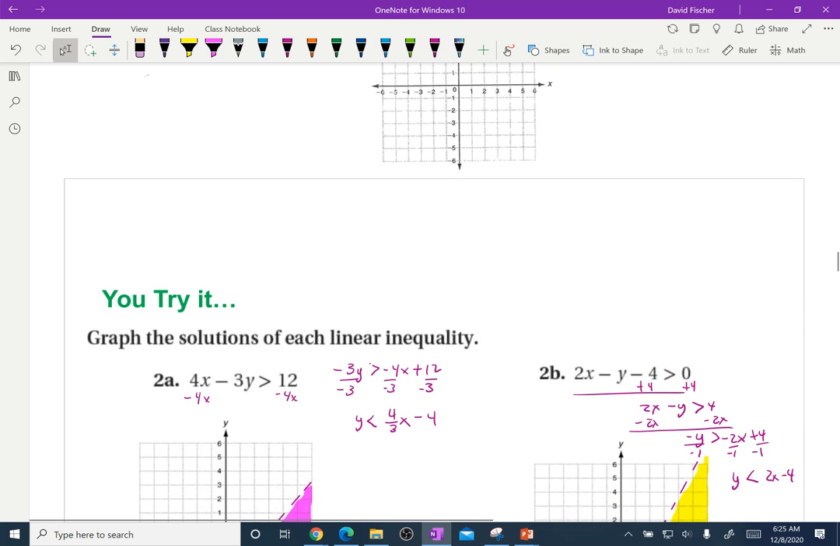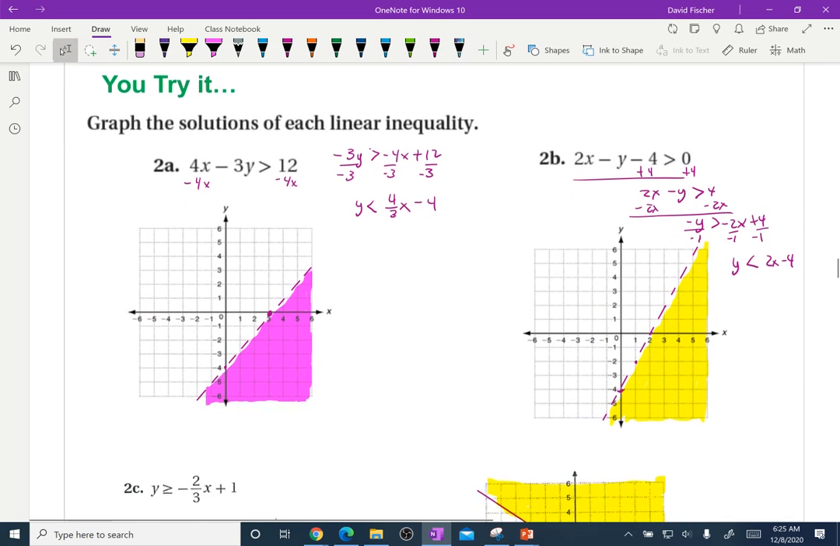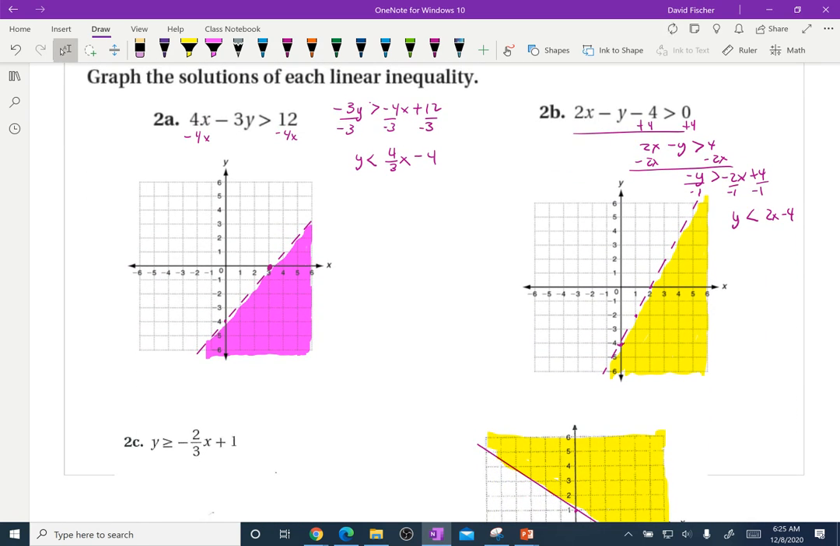I had to squeeze in my 1C, so it's kind of a little weird and not in the same order as on your paper. I'm hoping that on 2A you had a similar graph to that one. Should have been a dashed line. That's very important. And then also I had a dashed line on 2B and everything was below the line.